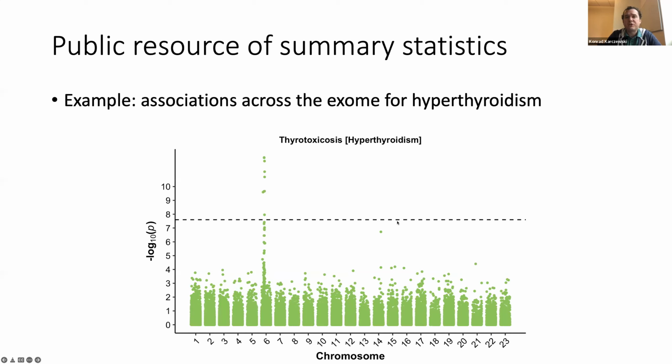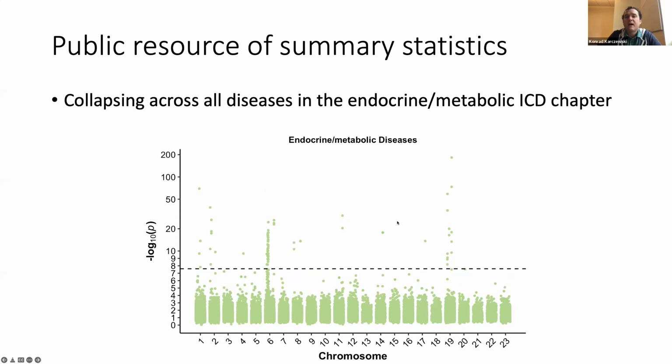But we didn't just do one phenotype, we did 3,000. So expanding from hypothyroidism, we could, for instance, do something where we collapse all diseases in the E chapter of ICD codes for all endocrine or metabolic diseases. And so now you see, again, this HLA is popping up, but there are several other interesting loci potentially popping up for endocrine diseases as a whole.